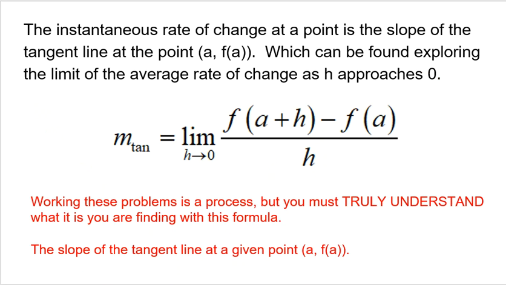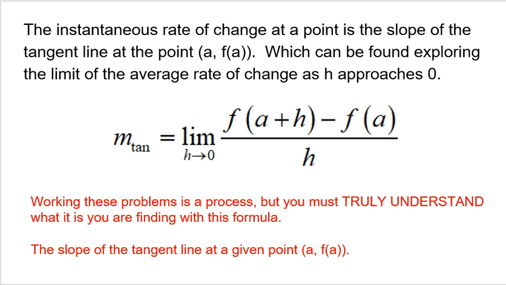The instantaneous rate of change at a point is the slope of that tangent line at the point a comma f of a. This can be found by exploring the limit of the average rate of change as x approaches 0, or excuse me, as h approaches 0. It might take a little bit of time for this to really soak in, but again, we're trying to find the slope of the line that is tangent to our 1 point.